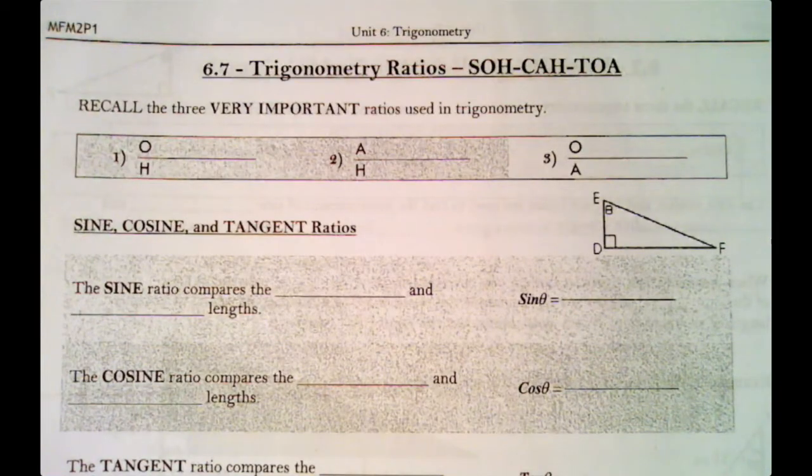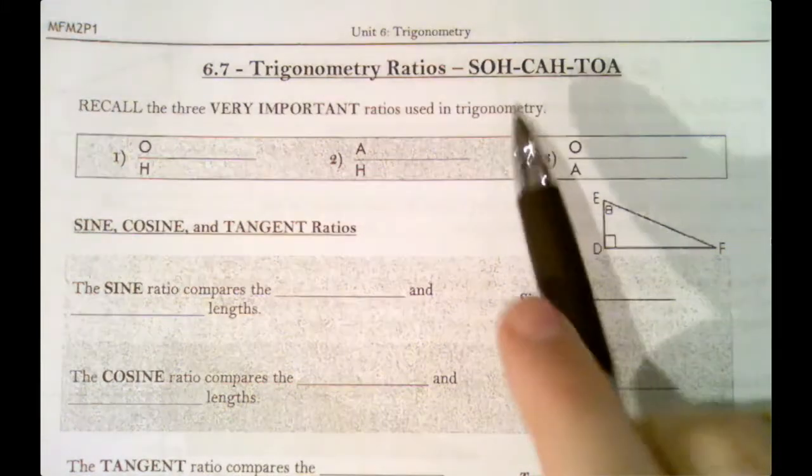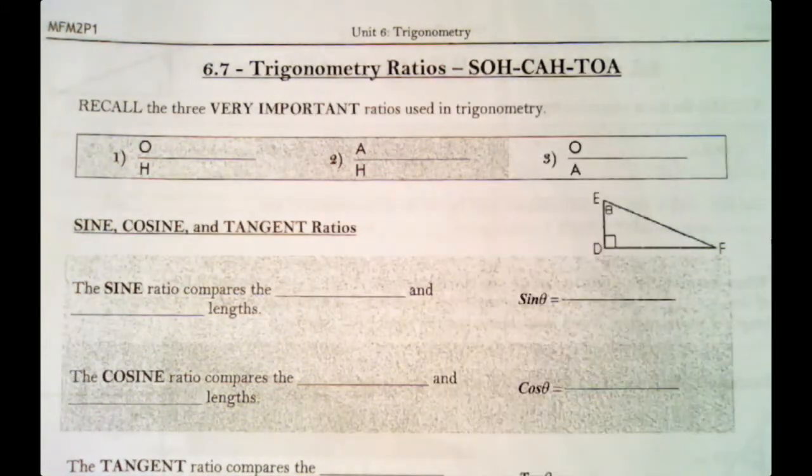Okay, this is lesson 6.7, and this is about trig ratios and our introduction into SOHCAHTOA. This lesson is going to be split into two parts. In the first part, we're going to introduce what SOHCAHTOA is, and in the second part, we're going to solve for some sides using SOHCAHTOA. So, what is SOHCAHTOA?